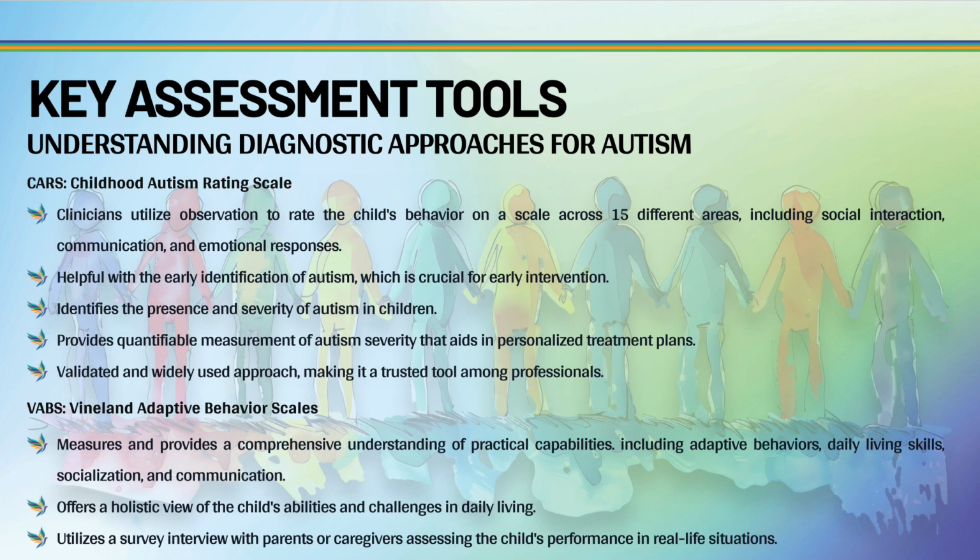CARS, Childhood Autism Rating Scale, and the VABS, Vineland Adaptive Behavior Scales, are critical tools for assessing autism and understanding children's practical capabilities. CARS involves clinicians observing and rating a child's behavior across 15 areas, including social interaction, communication, and emotional responses. This method is instrumental in the early identification of autism, which is crucial for timely intervention.